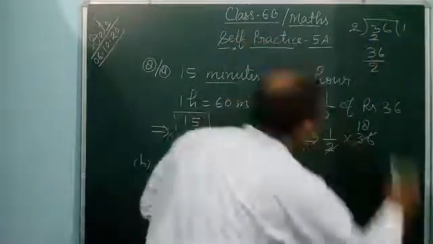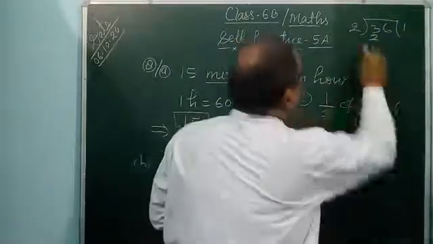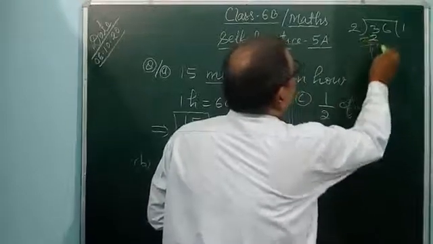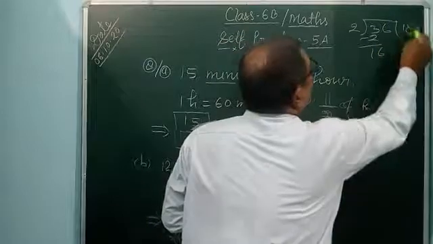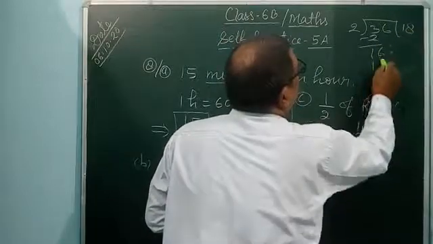So if you divide 36 by 2, 2 ones are 2. After that, 1 remainder and 6 here. So it will be 16. 2 eights are 16.